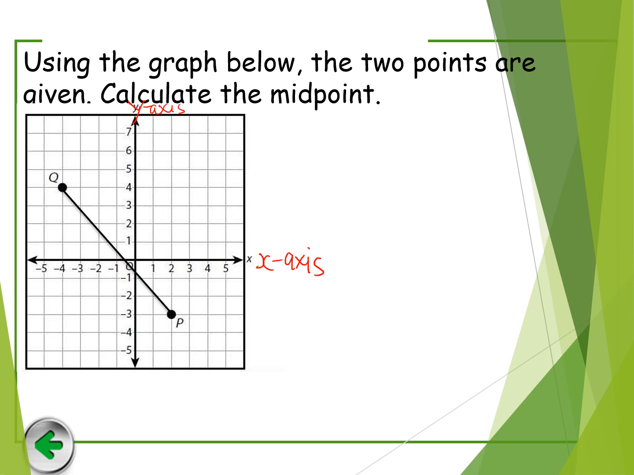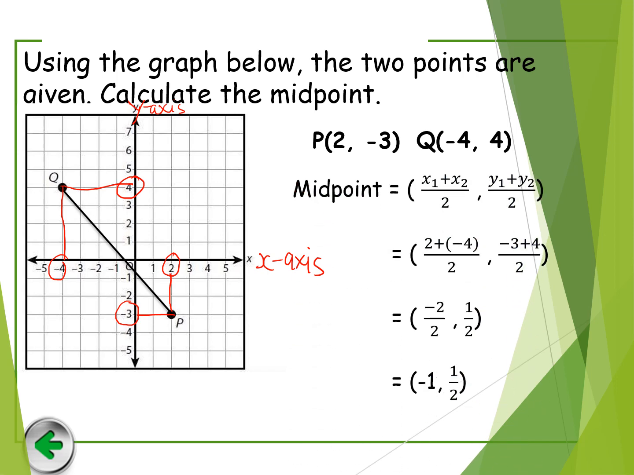So what we do is, for P, we want the x coordinate first, so that's 2, and then we go across to -3. So P is (2, -3). Come to Q now. We're going to come down for the x value, which is -4, and then we're going to go across for the y value, which is 4. So Q is (-4, 4).